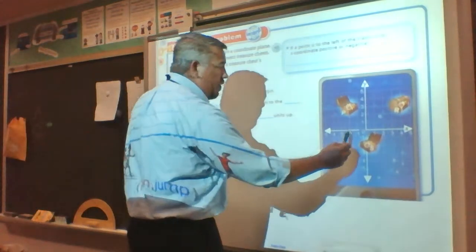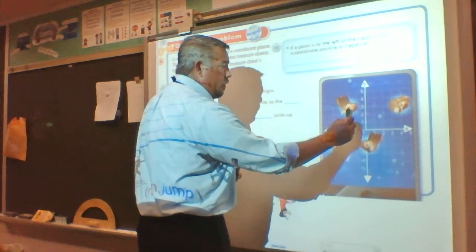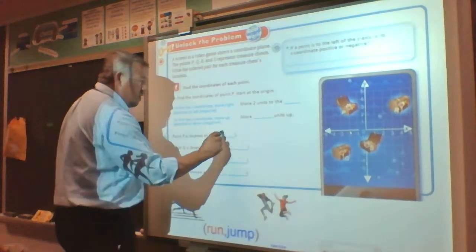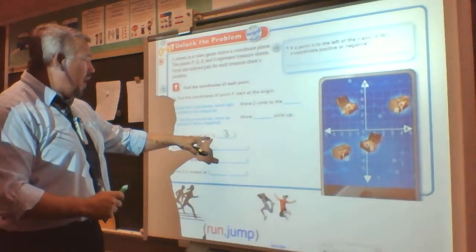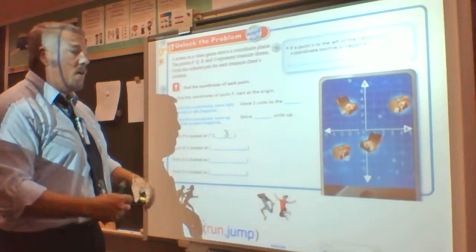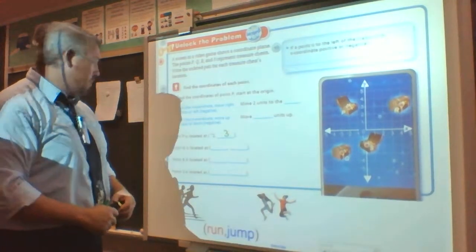Then going to P, I have to jump up. I'm going to jump up 1, 2, 3. So it's a +3 because I'm jumping up. So my coordinates, or my ordered pair for P, is -2, +3. I ran backwards, and then I jumped up.